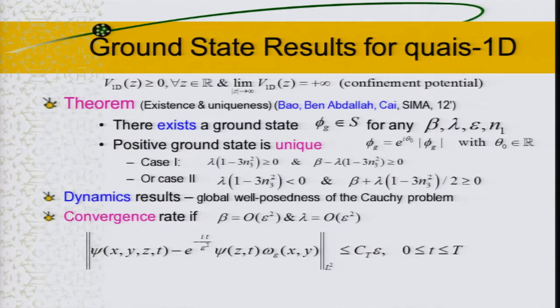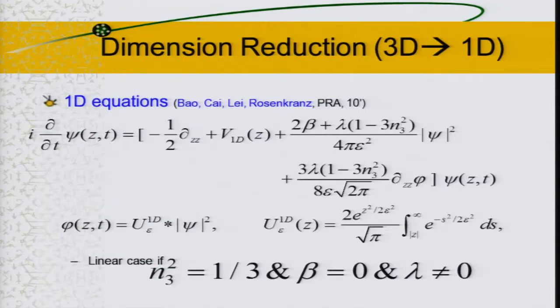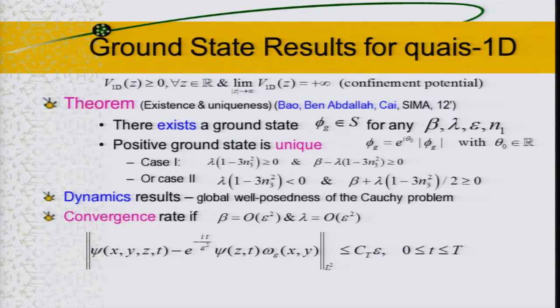Okay, and we can also prove some kind of convergence rate for this 1D model, for different beta, lambda, and epsilon, where epsilon measures the interaction rate. You have an energy functional, like this one here.